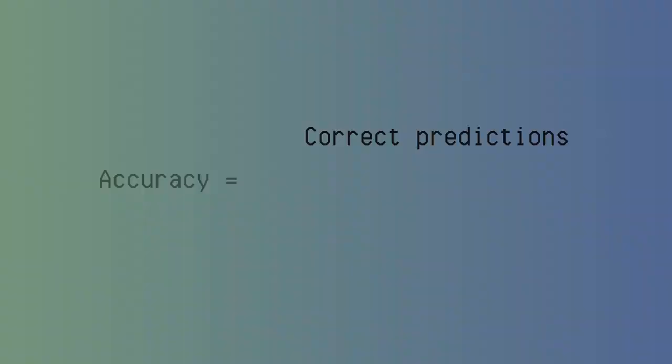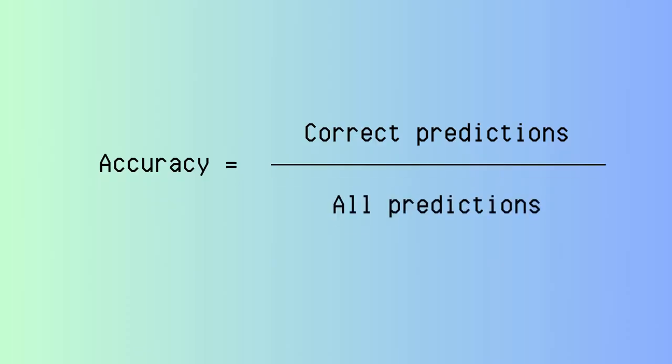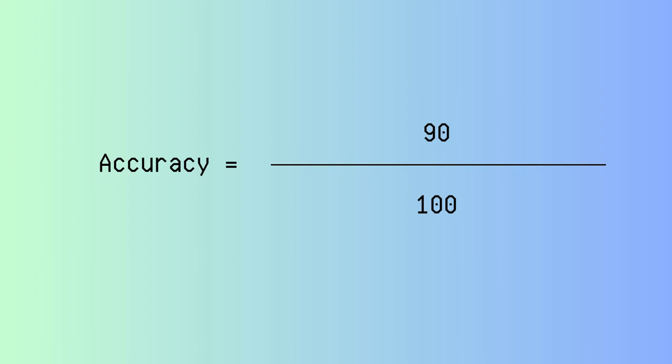To know how reliable our neural network assistant is, we use several metrics. Accuracy is the percentage of correct predictions out of all cases. If a neural network correctly diagnoses 90 out of 100 images, the accuracy is 90%.